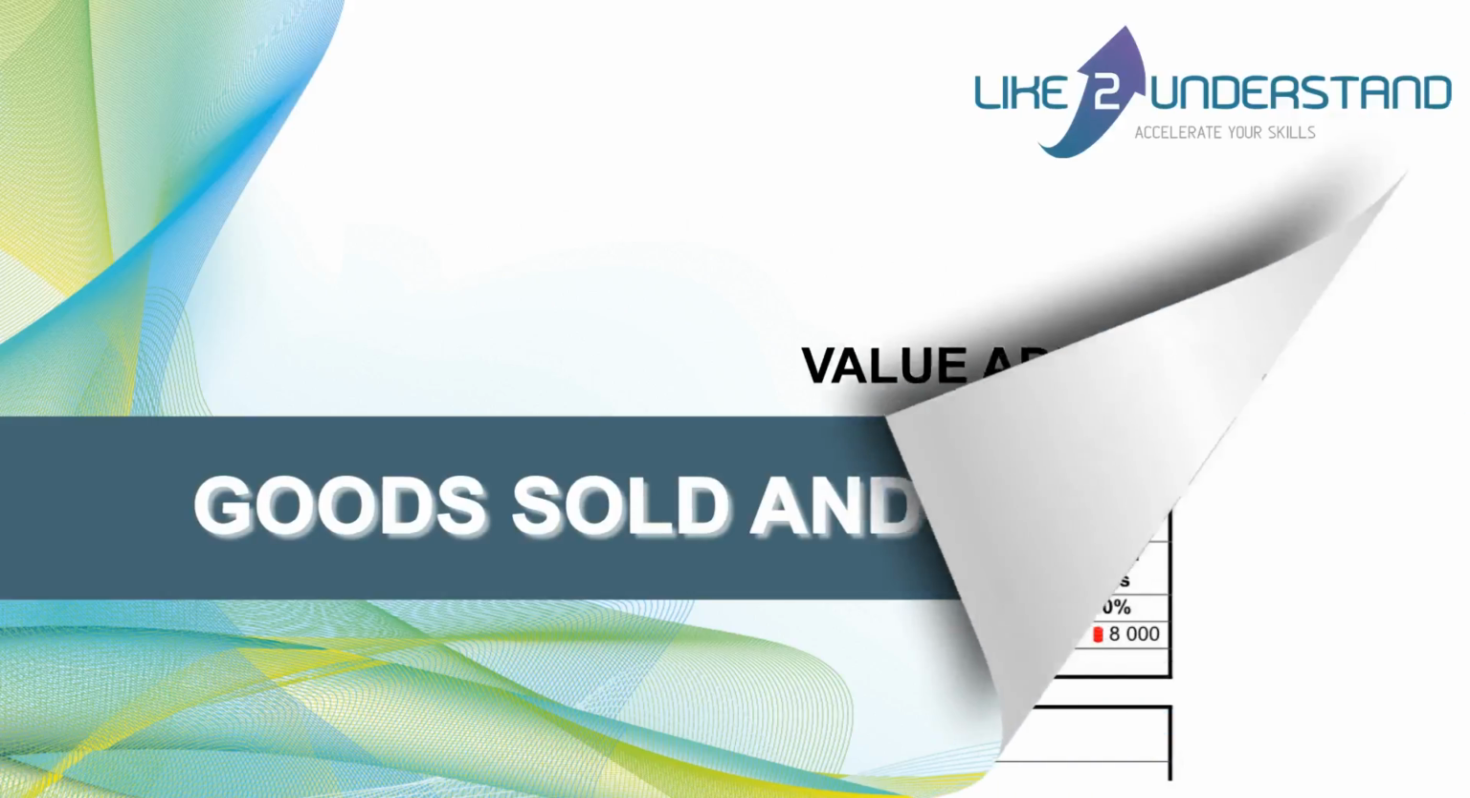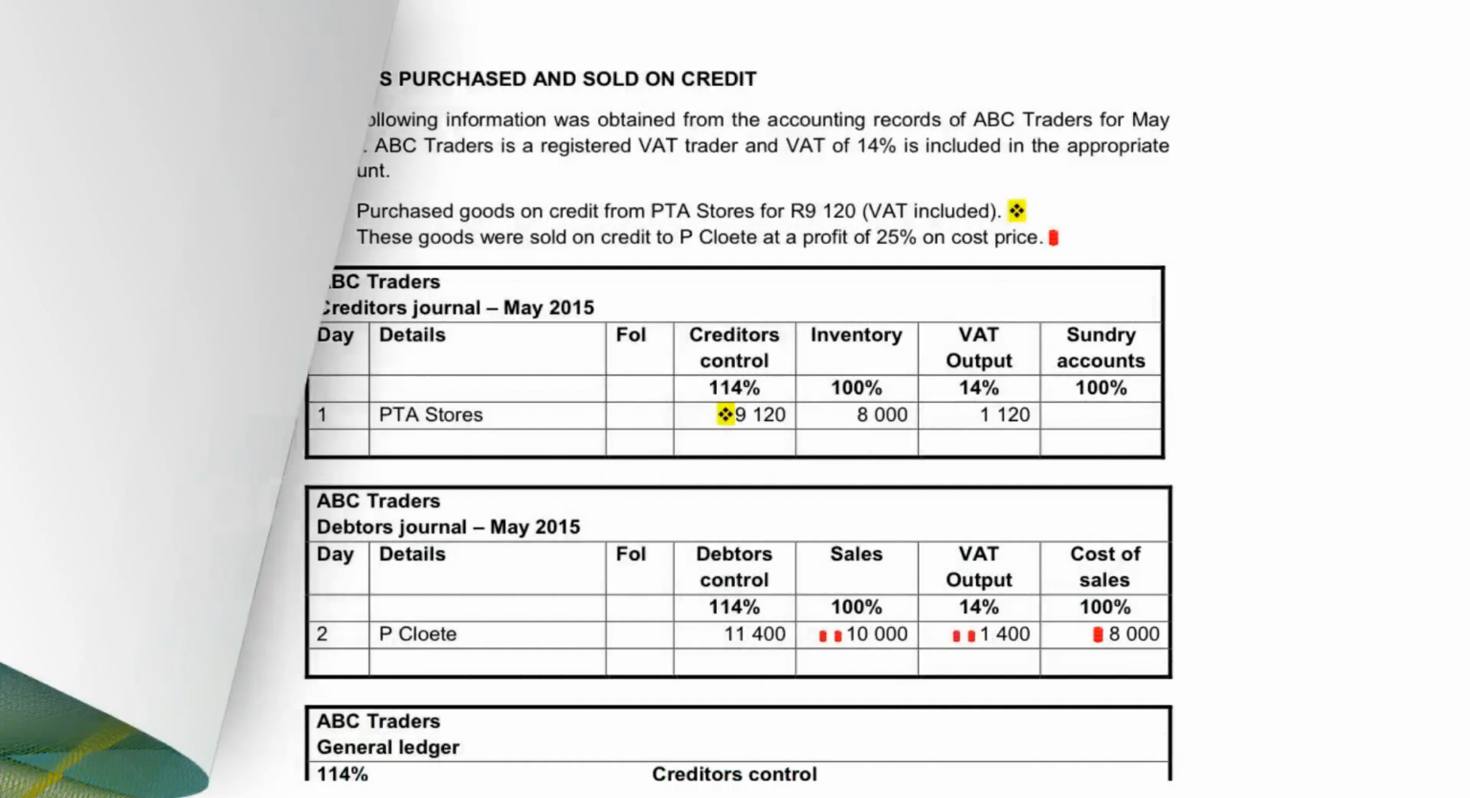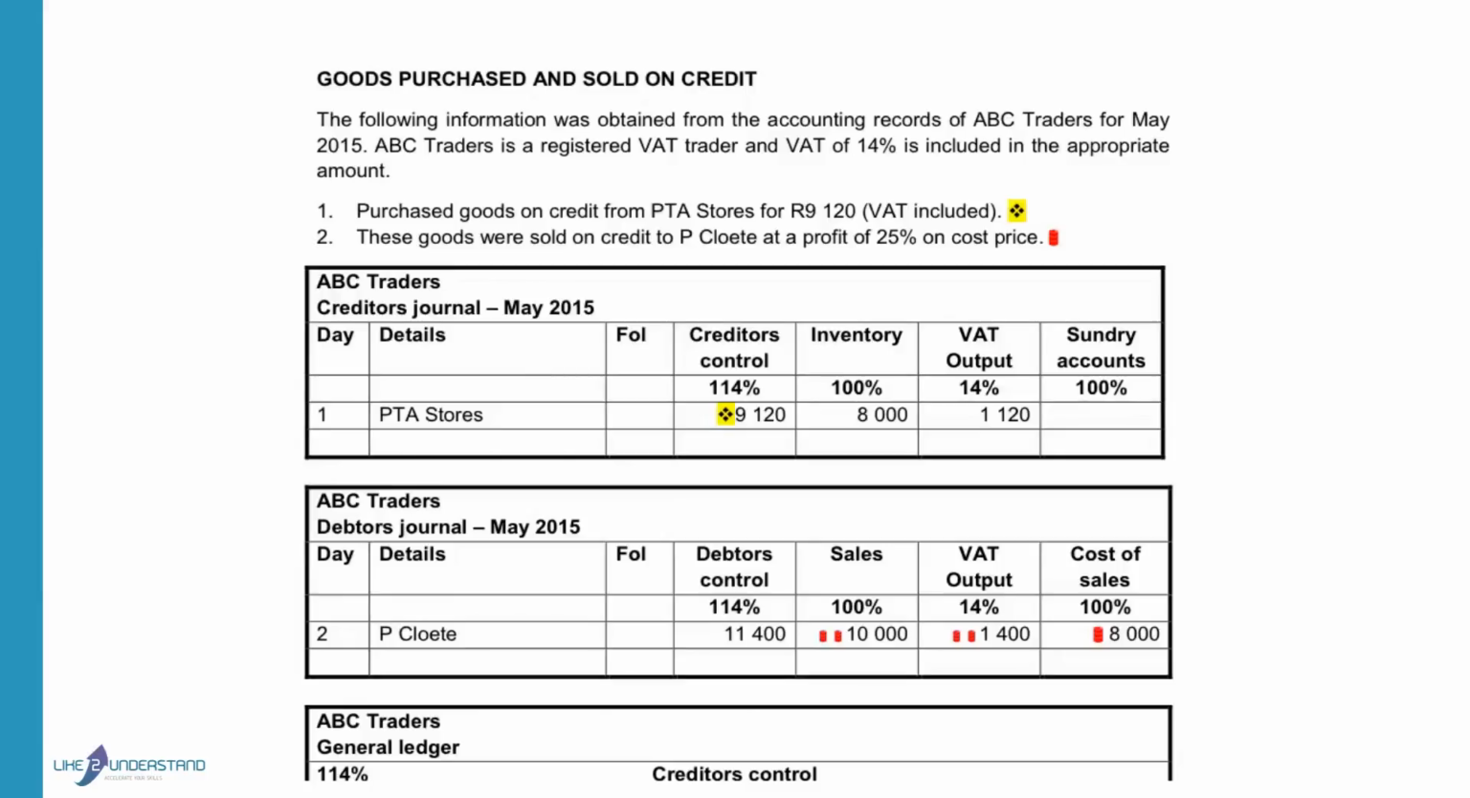Good morning. We will pay attention to goods purchased and then sold on credit. The entity is a registered VAT vendor and 14% is included in the appropriate amounts. Purchased goods on credit for 9120, VAT included. That means that the amount includes the VAT and is worth 114%. So the amount that we owe the creditors is the total amount of 9120.